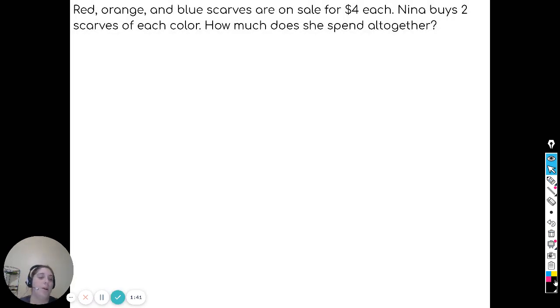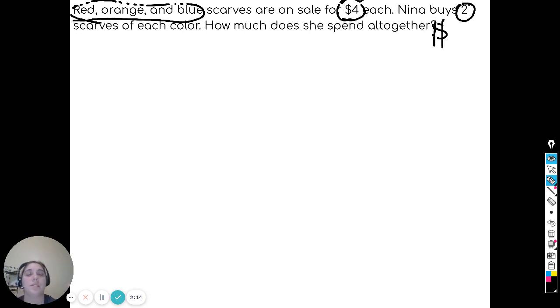Okay, so let's take a look at the problem again. Red, orange, and blue scarves are on sale for $4 each. Okay, so I'm going to circle $4. There's red, orange, and blue scarves, so there's 3 different color scarves. Nina buys 2 scarves of each color. Okay, so 2 scarves of each color. How much does she spend? So we're looking for how much she spends in dollars altogether.